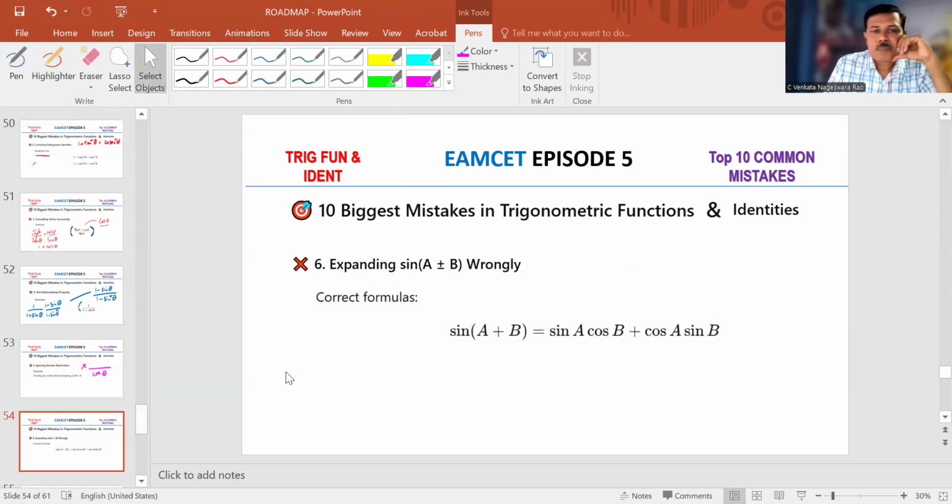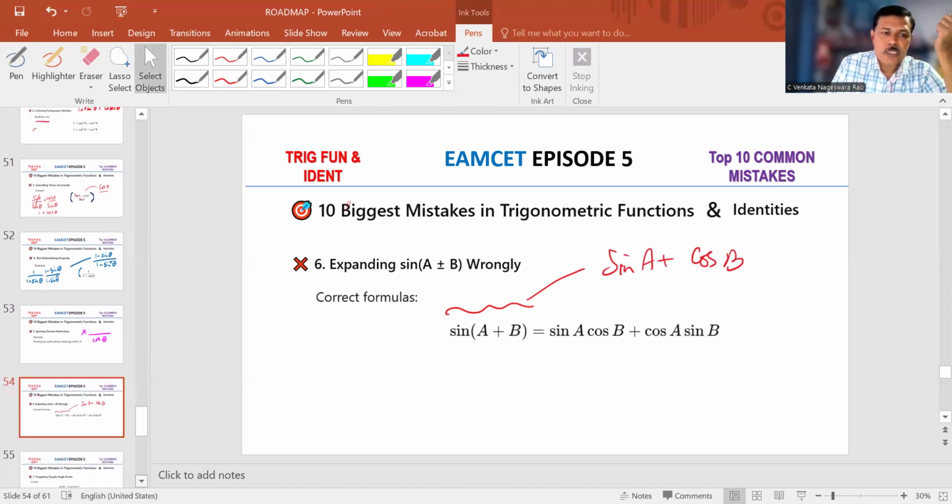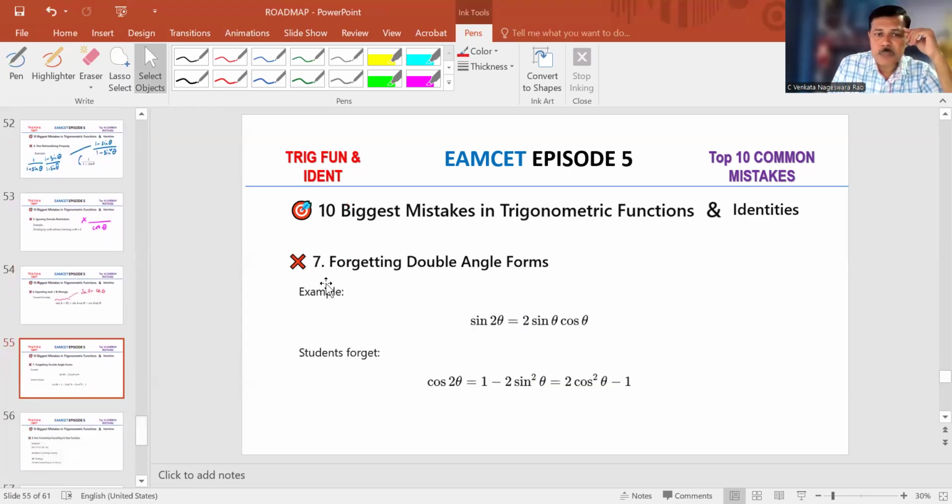Next one: expanding sine of a plus b or a minus b wrongly. Sine of a plus b is equal to sine a cos b plus cos a sine b, but generally we write sine a plus cos b, or simply sine a plus sine b, which is wrong. This is again one of the biggest mistakes we make.